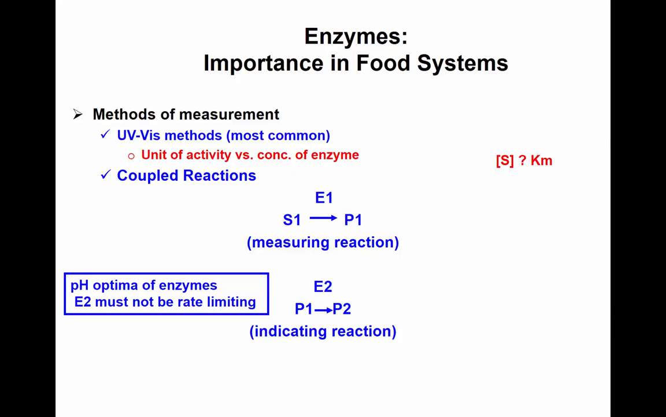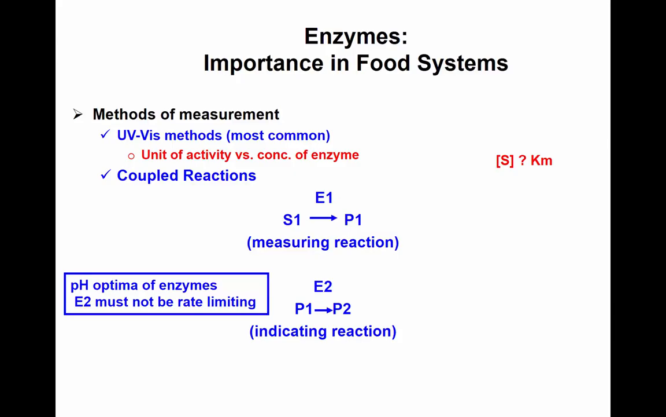In order to set up a coupled reaction, you want to make sure that both enzymes are functioning at a similar pH. Otherwise, you will have a problem. You would have to run the reaction at one pH and then adjust to the next pH, which is not efficient for an enzymatic assay. So your first enzyme and second enzyme need to have very similar pH optima. That's a requirement for a coupled reaction.